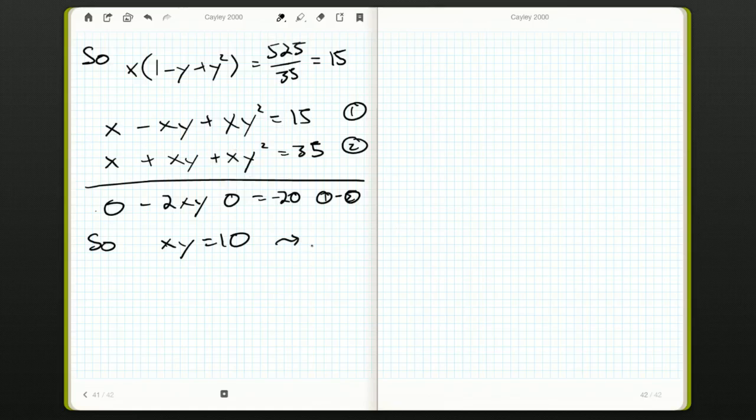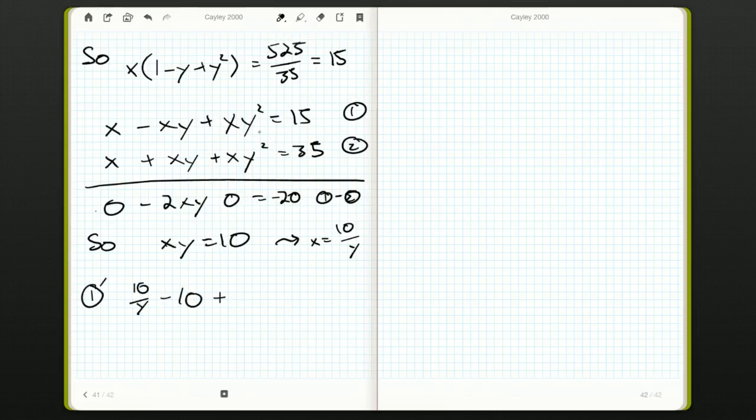So let's rearrange and say x is equal to 10 over y, because we're looking for y values, so we want to put everything in terms of y. We want the real values that y can be. Okay, well then equation 1 becomes 10 over y minus x times y, we already know is 10, so we can just substitute that in.